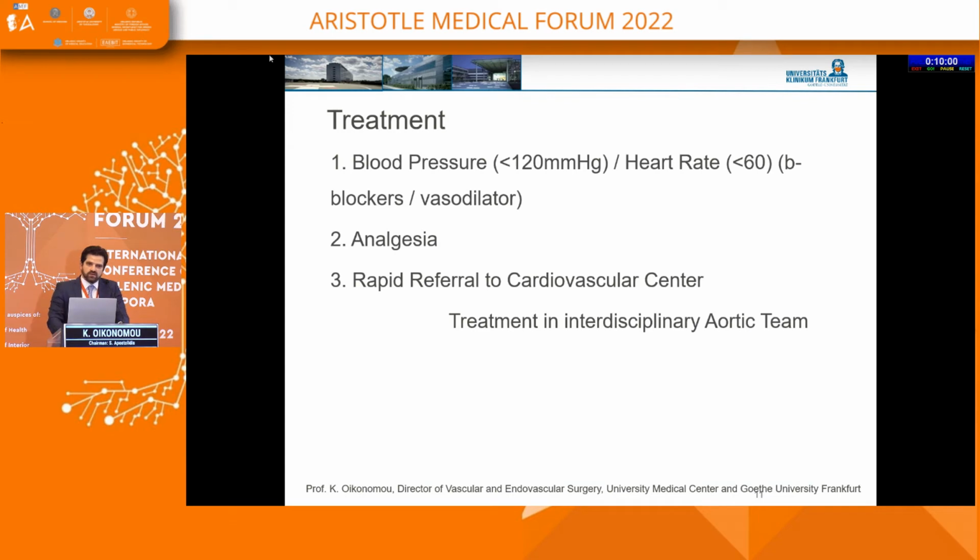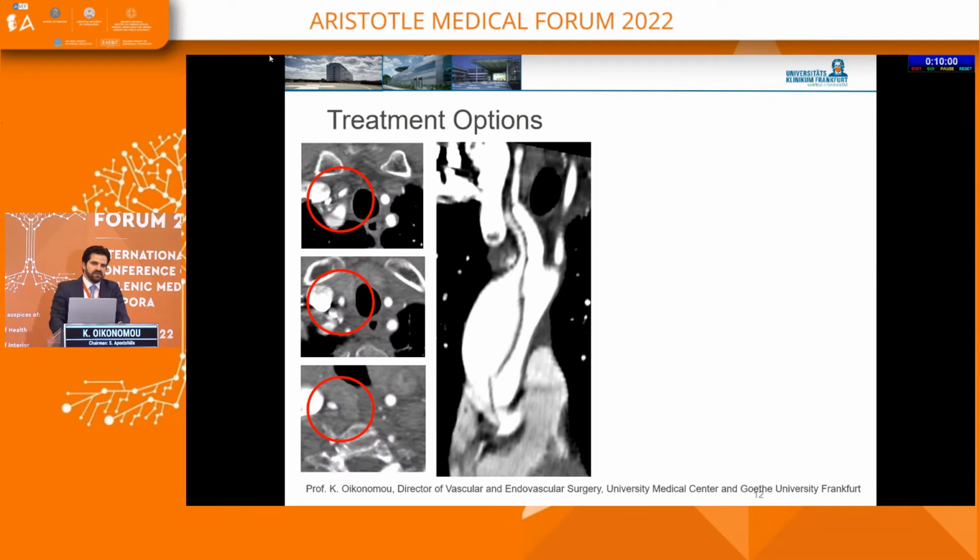So what we do in type A dissection, we first try to lower blood pressure and heart rate and administer analgesia, and the patient has to be referred to a cardiovascular center with an interdisciplinary aortic team comprising heart and vascular surgeons. In the meantime, we have recognized that the approach to type A dissection has to be interdisciplinary because we have a multitude of clinical manifestations.